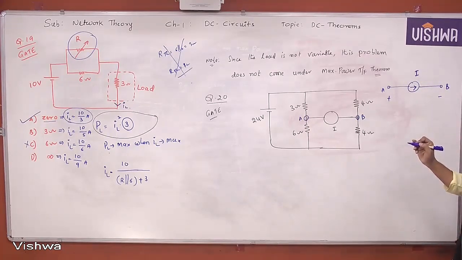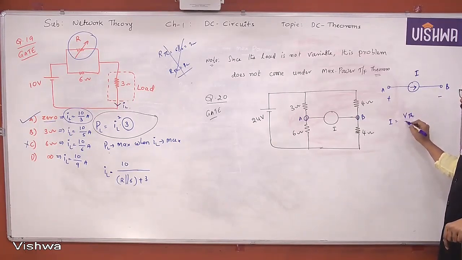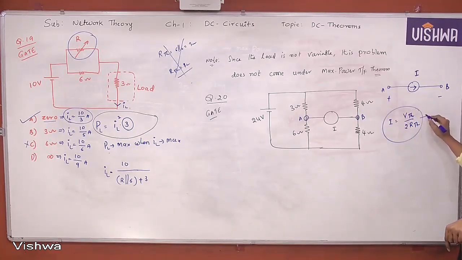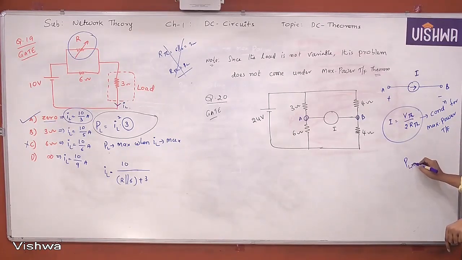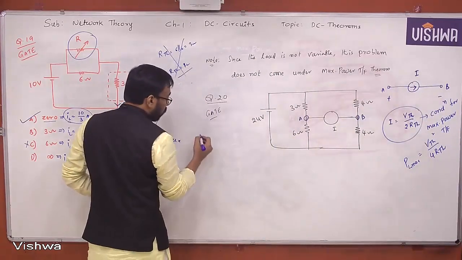Now I need to find the magnitude of it so that it receives maximum power. You know that I is equal to VTH by 2 times RTH. This is the condition for maximum power transfer. And what is the maximum power value? VTH square by 4 times RTH. So let us try to find the VTH value now.